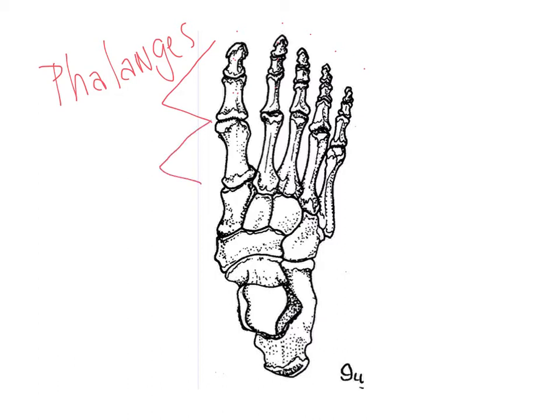The next set of bones here is your metatarsals. Again, that's the top of your foot. Don't confuse this with metacarpals, which are on the top of your hand.